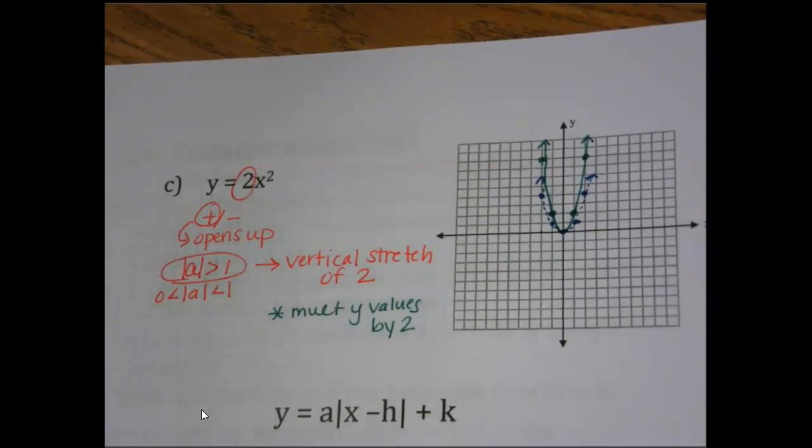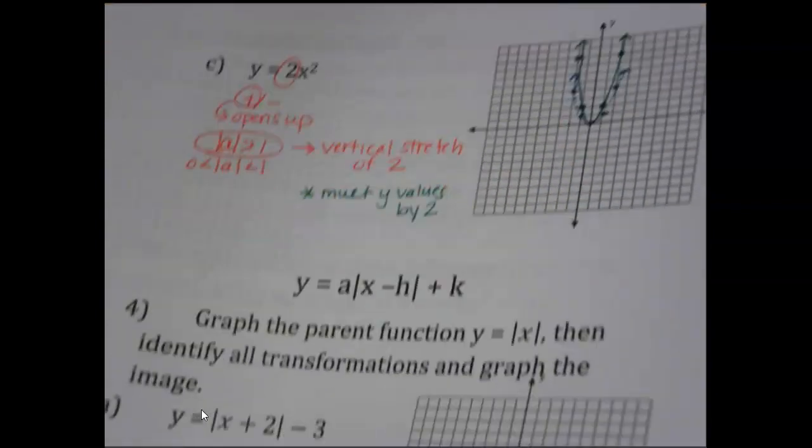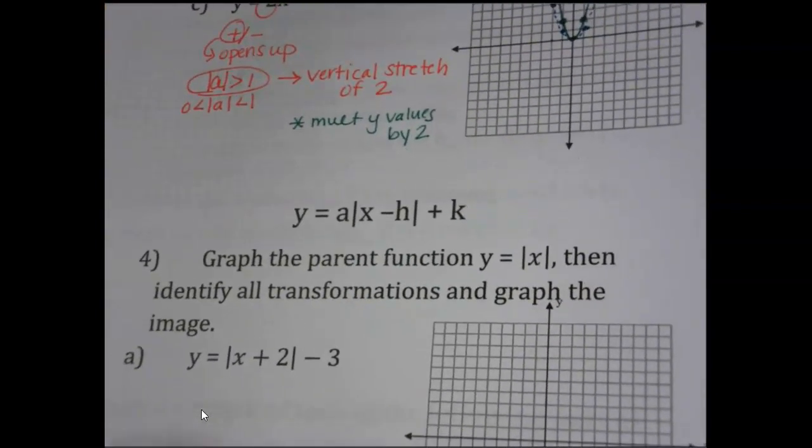Okay, now we're going to do the same thing, but with absolute value. You'll notice that the absolute value transformation equation has the same letters in it, and they have the same functions. So A is still going to tell us if it opens up or down, or is a vertical stretch or shrink. H is still going to tell us if it moves left or right, and it's the opposite. K is still going to tell us if it moves up or down.